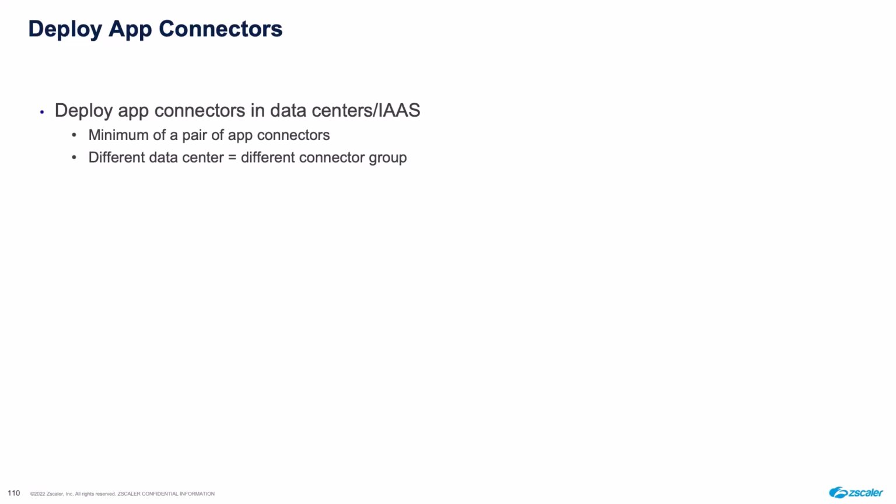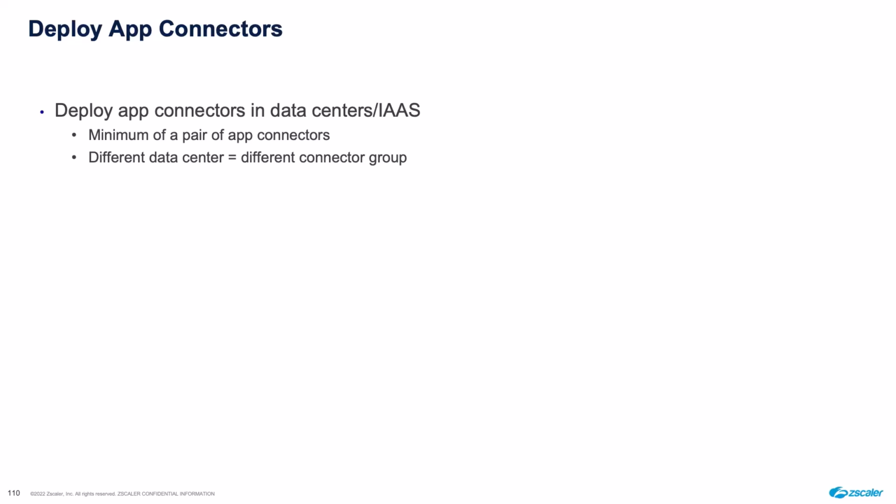It's important that each one is within a different app connector group as well, because Zscaler Private Access will select an app connector group to load balance connections across these app connectors within the group. And you really want to deploy these application connectors as close to those applications as possible as well. At a minimum, it's required that you deploy 2 app connectors to provide a degree of fault tolerance.